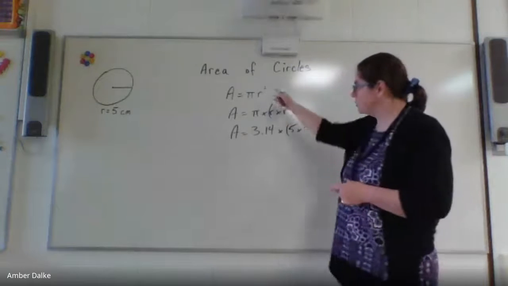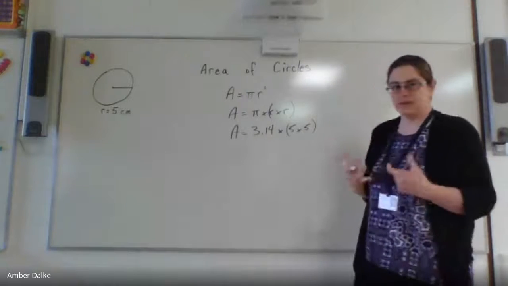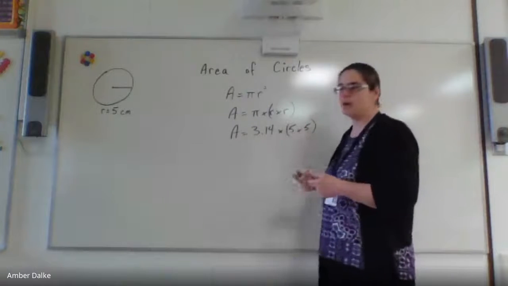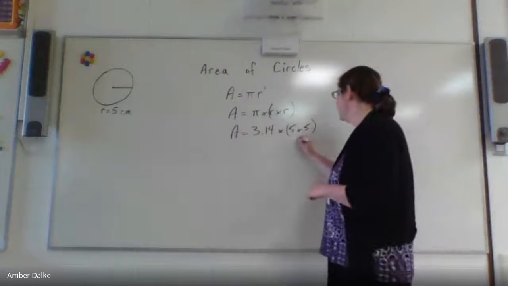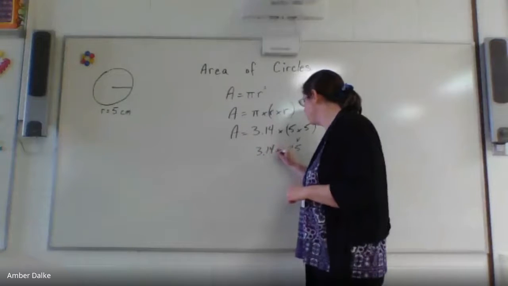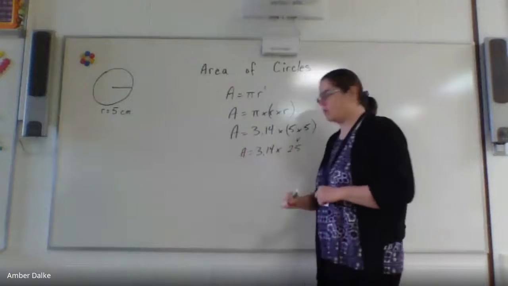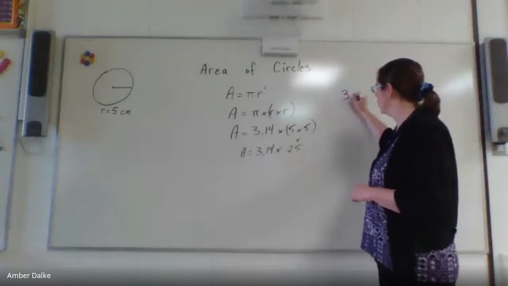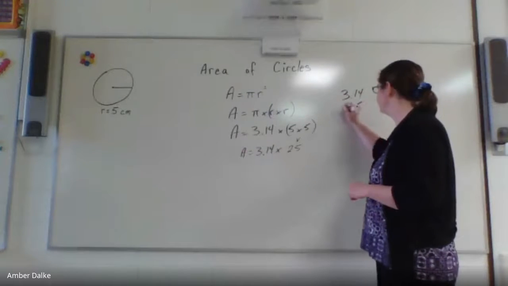And so we do exponents first, right? When we talk about BEDMAS, we do exponents first, and that's why I put this in brackets so that we would multiply that first. 5 times 5 is 25, and that multiplied by 3.14. We are going to have to do some math here on the board. We're multiplying 3.14 times 25.